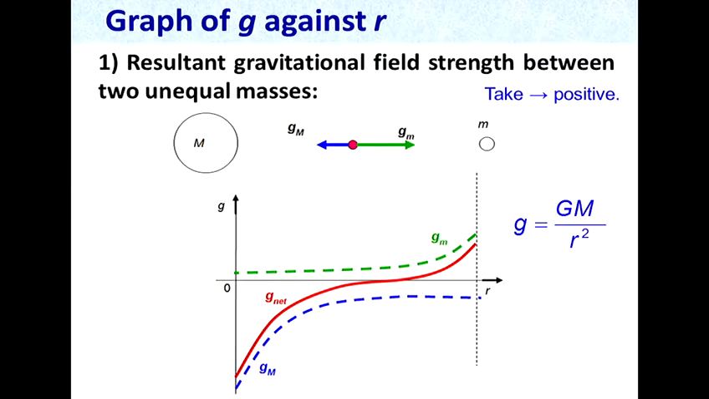So the resultant, the variation of the g field strength in the region between the two masses, is illustrated by the red graph. You need to know how to sketch it. The question might just ask you to sketch. So what you do is sketch the two dotted graphs, the individual field strengths, and then find the resultant.